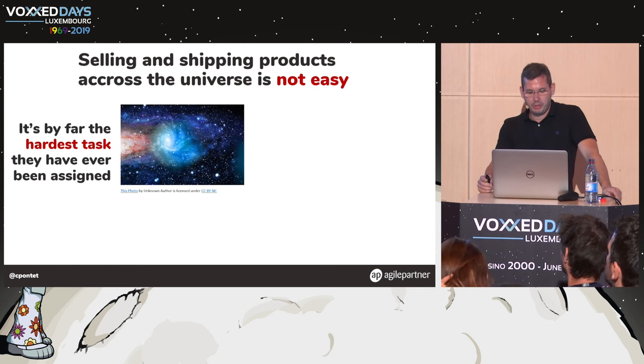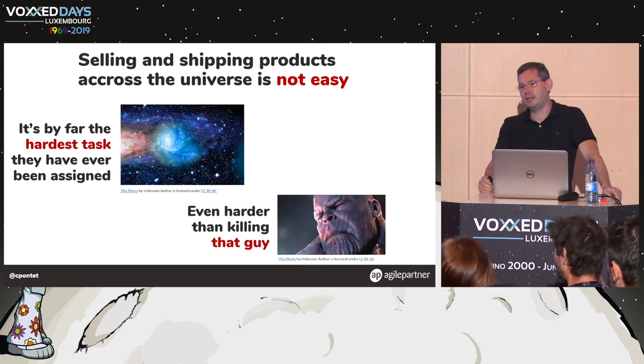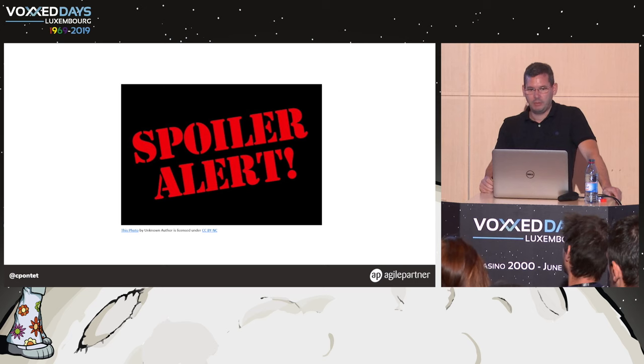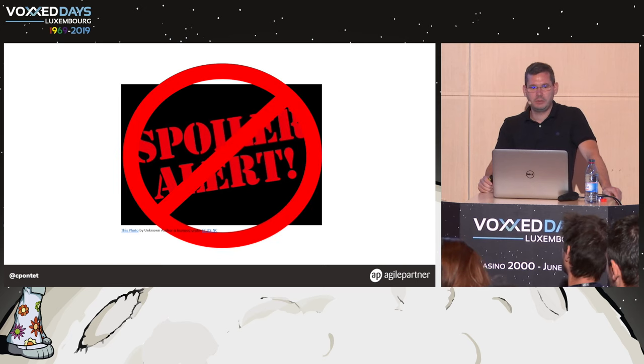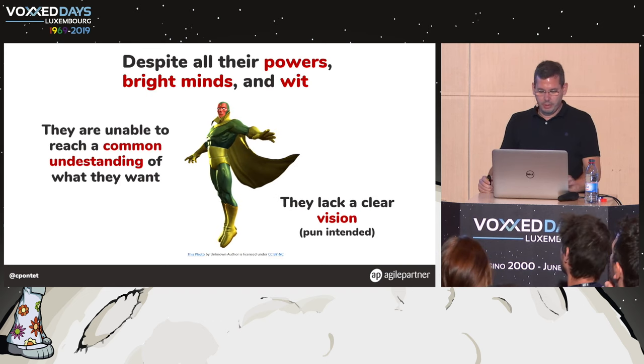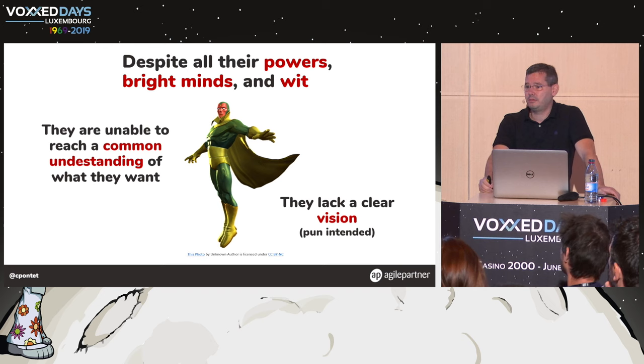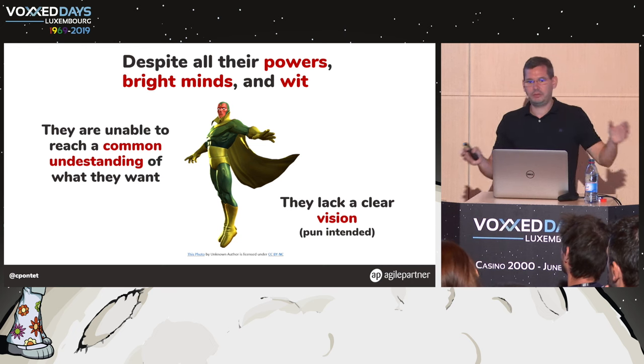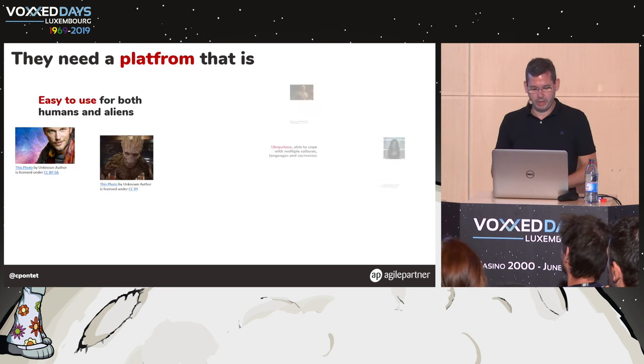It's probably the hardest problem that they've had to solve, even harder than killing that guy. But don't worry, this talk is spoiler-free. I will not reveal anything about the last Marvel movies. So, the problem is they are lacking vision, and the pun is intended. It's difficult to make sense of this big thing. There are a lot of things to take care of, and that's why they call upon you.